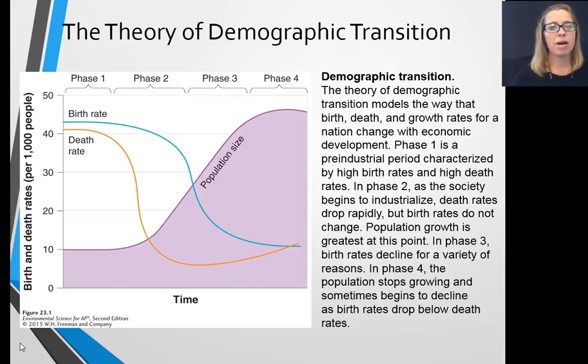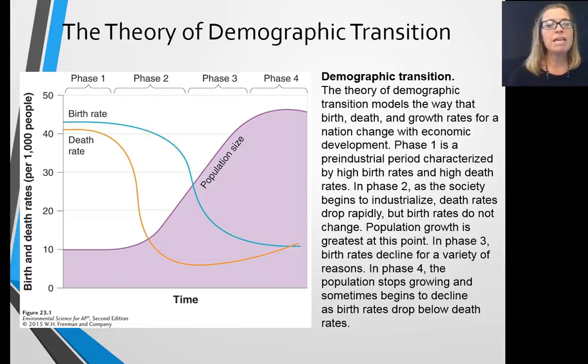So if we think about it, you've got phase 1, and in phase 1 you have a high birth rate, but you also have a high death rate. And this typically is an indicator of a non-industrialized society. So you have lots of babies because you're typically an agricultural society and you need the manpower, but you also don't have well-developed health or technology that aids in a long lifespan. And so you have this problem of a high death or mortality rate for your infants.